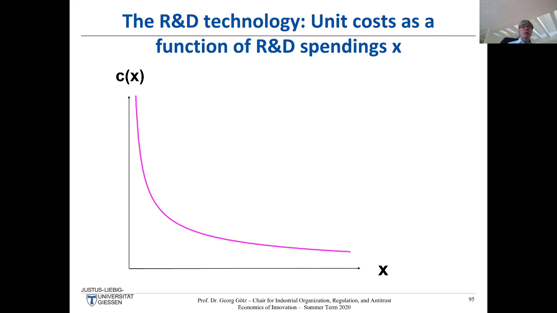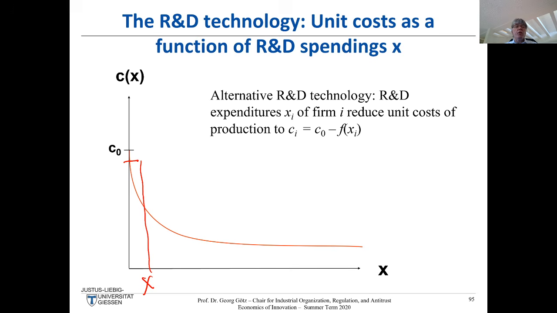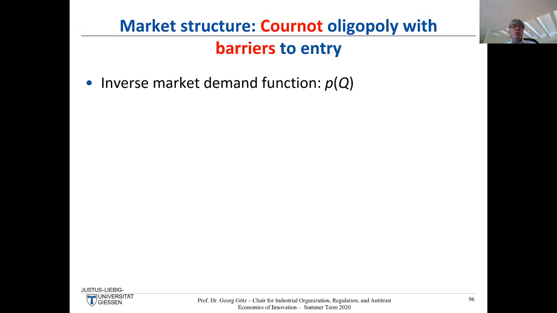So if you want to produce a car, you have to invest in R&D. You have to invest a certain level of X in order to get a certain level of variable production cost. That's what we introduced, and what you saw was that costs are decreasing in R&D, but at a diminishing rate. And the total cost you have then is this expression. So we can move on to explain the model in more detail.